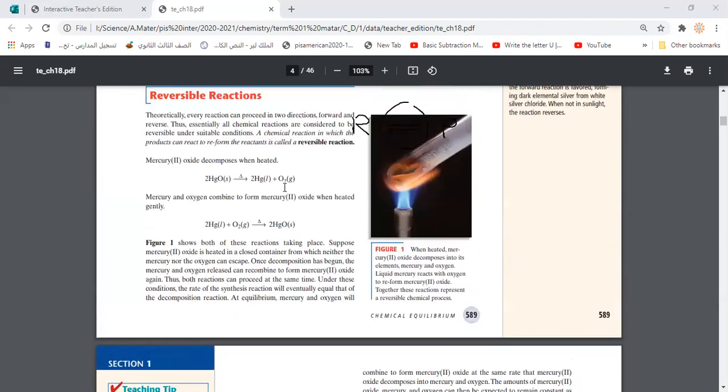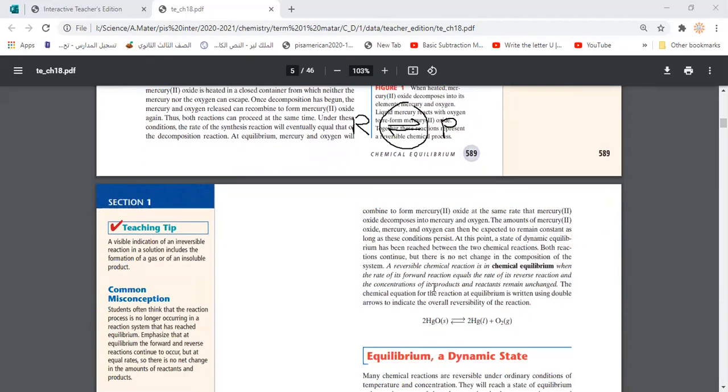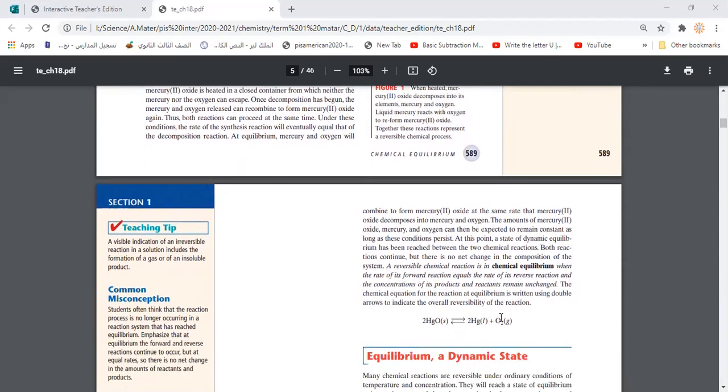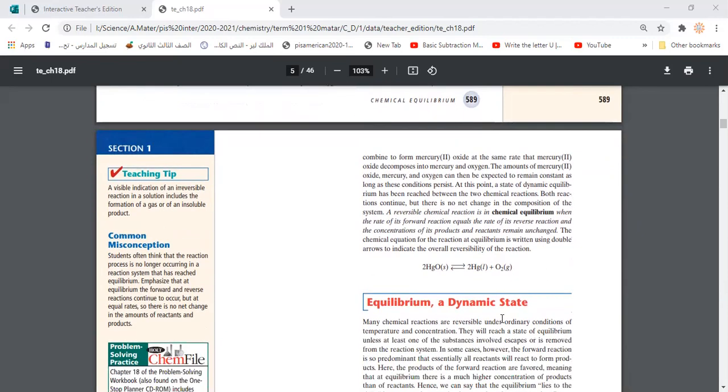So for example, here we need to trap the oxygen so it doesn't escape, and we also need to keep heating. If any one of these conditions changes, the equilibrium will be lost, and the two reactions will not work in the two directions at an equal rate, and we will find that one reaction dominates. So here, as we can see for this equation, we can combine the two equations into just one, using a double arrow in opposite directions, which means the reaction is working in the two directions at the same rate. That represents the idea of chemical equilibrium.